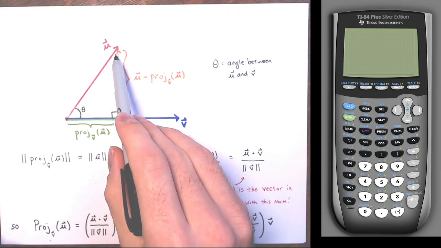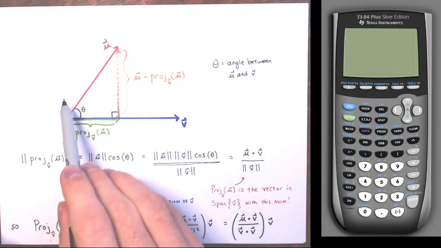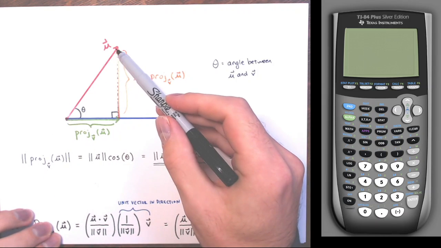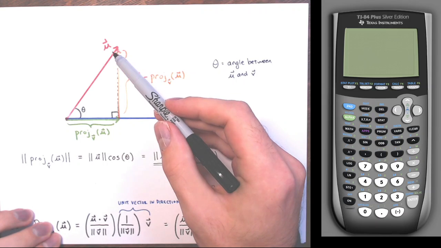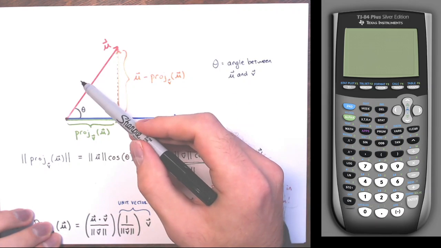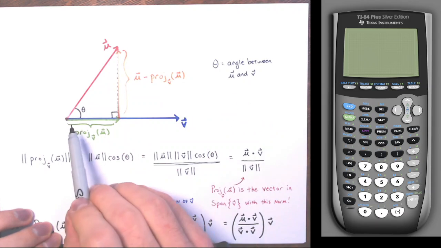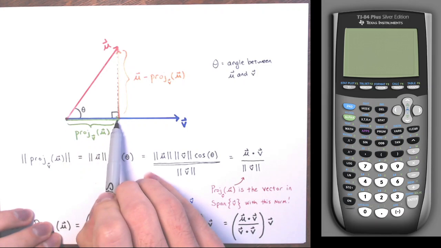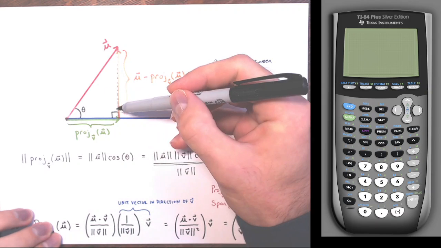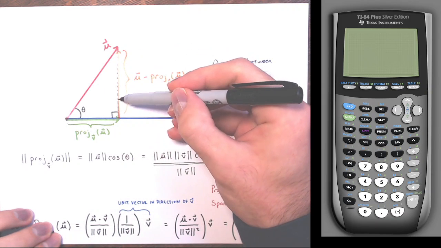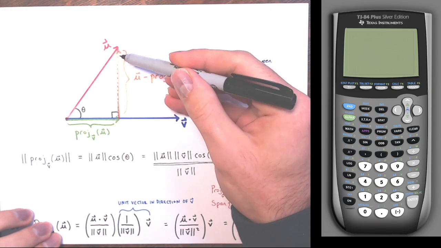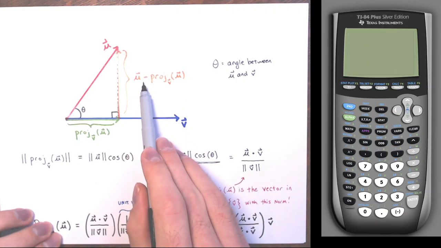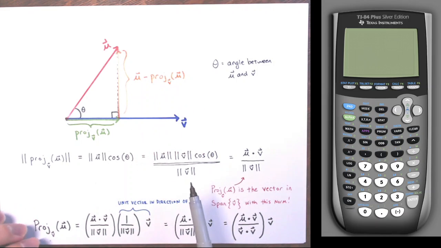Now if you look at this picture, I have a little right triangle going on, where the hypotenuse is vector u. So the length of the hypotenuse would be the norm of u. This leg is the projection vector, the projection of u onto v. And then this other leg going up in this direction is u minus the projection of u onto v.